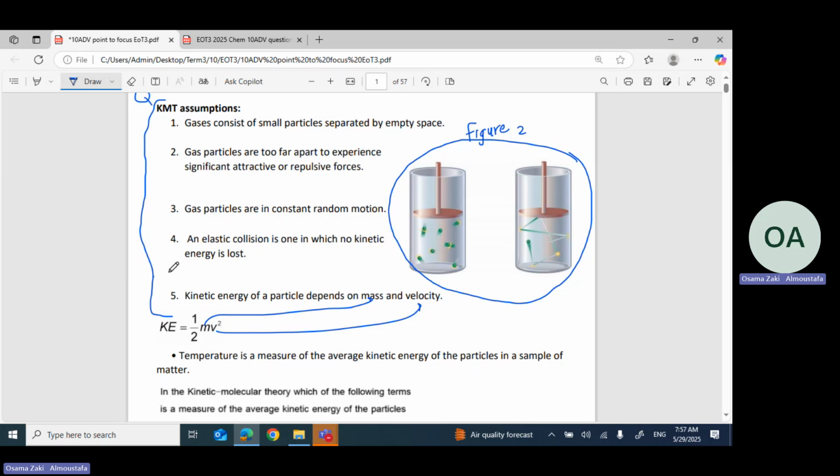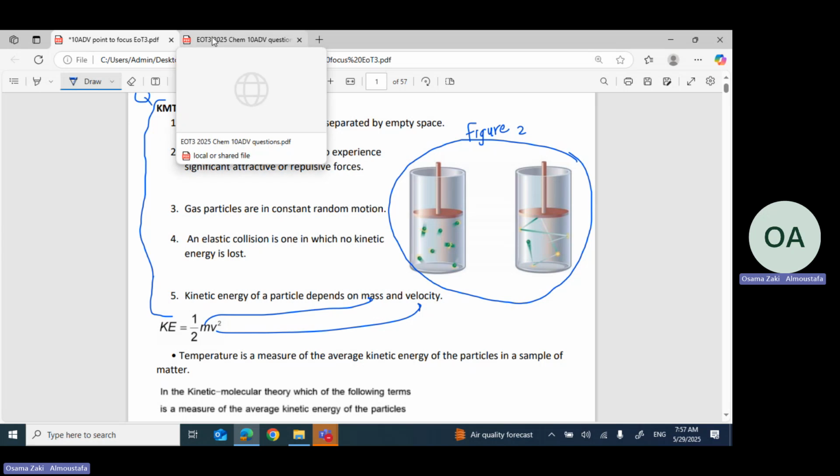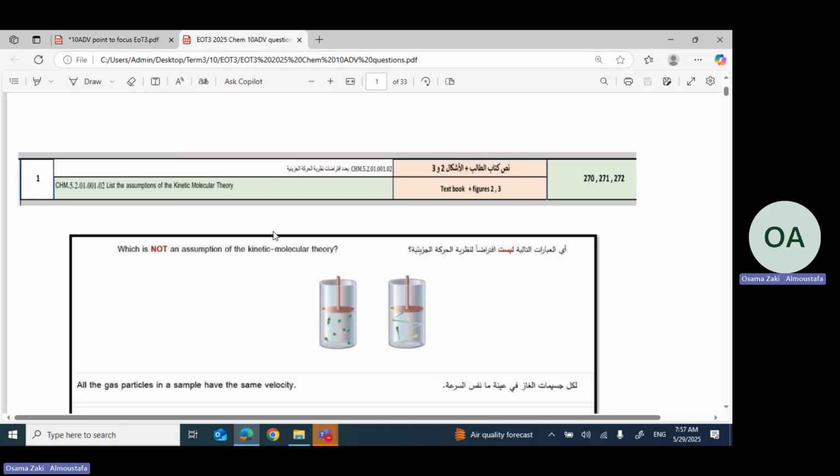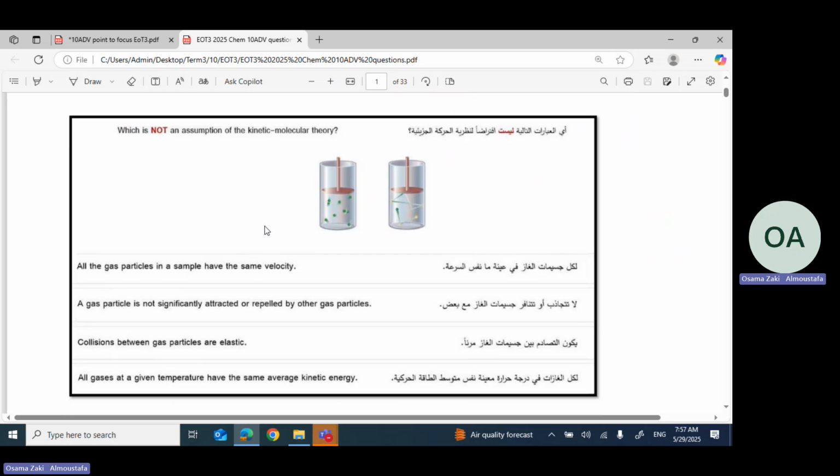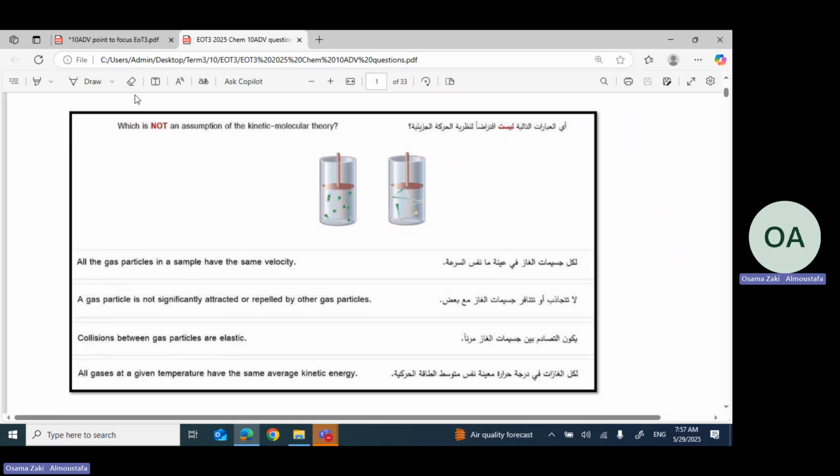So these are the main assumptions of the quantum molecular theory. So let's check the first question, which is not an assumption of the quantum molecular theory. So the first option, all the gas particles in a sample have the same velocity. Same velocity? No, they don't have the same velocity, because velocity is a vector. So let's say there's magnitude and direction. Since they don't have the same magnitude or the same direction, they don't have the same velocity.